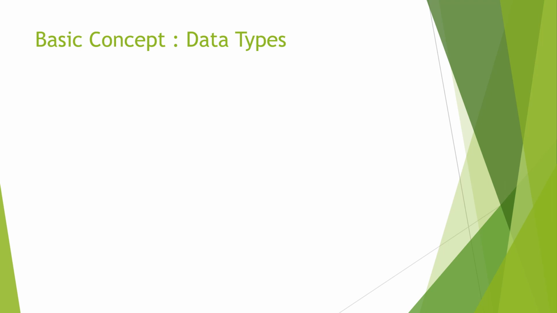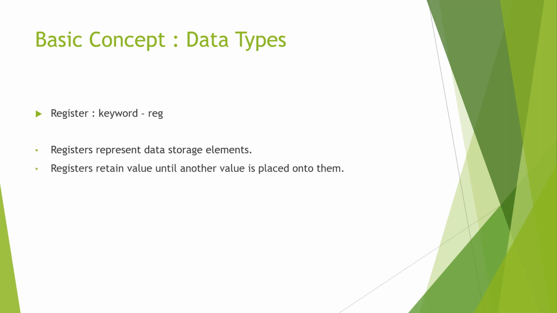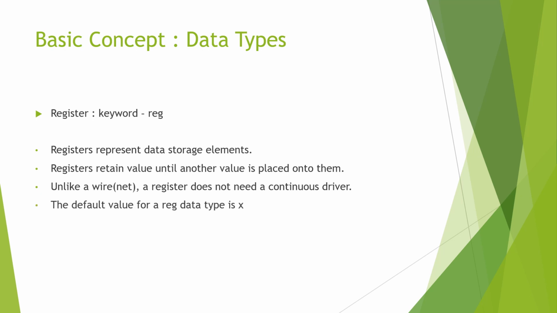Next data type is register. We declare it as reg in Verilog. It represents data storage elements. Registers retain their value until another value is assigned to them. There are two differences between reg and wire. Unlike a wire, a register doesn't need a continuous driver. The default value of the reg data type is X and the default value of wire is Z, as we mentioned in an earlier slide.